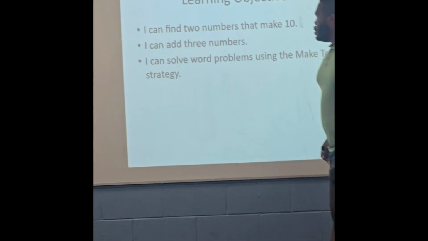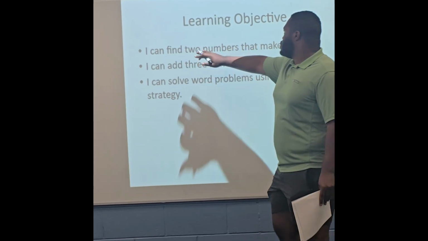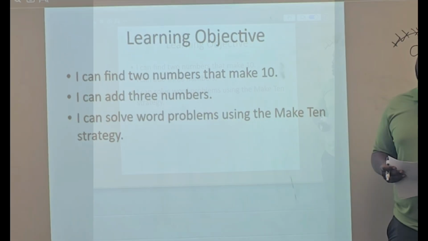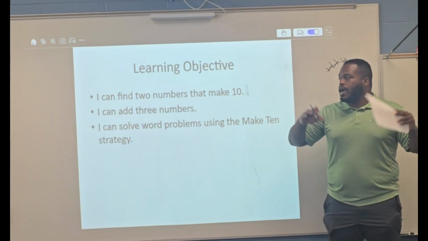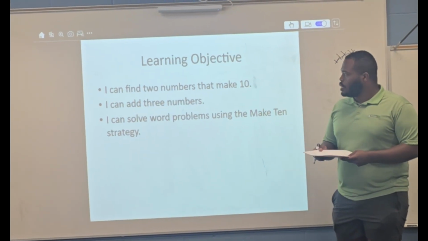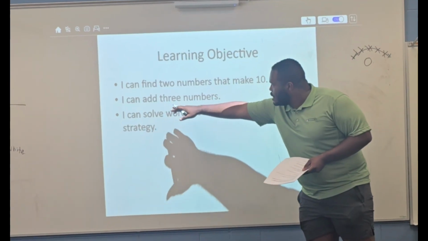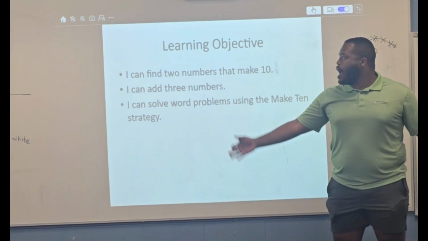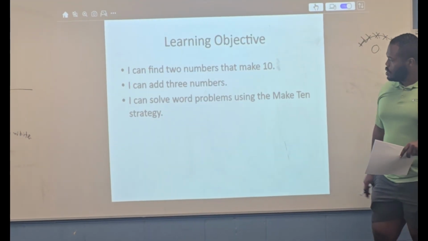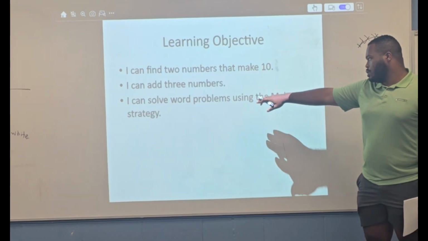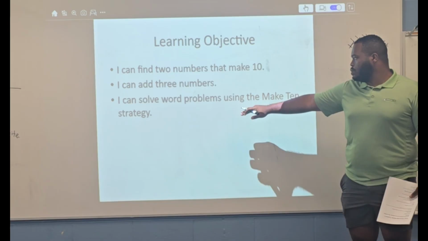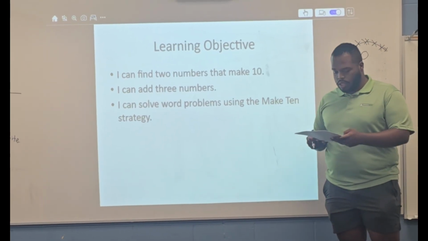All right, so what we'll be learning is these 3 bullet points. These will be our learning objectives. I can find 2 numbers that make 10. Let's say that all together. I can find 2 numbers that make 10. Good job. The second one is I can add 3 numbers. I can add 3 numbers. The third one is I can solve word problems using the Make 10 strategy.